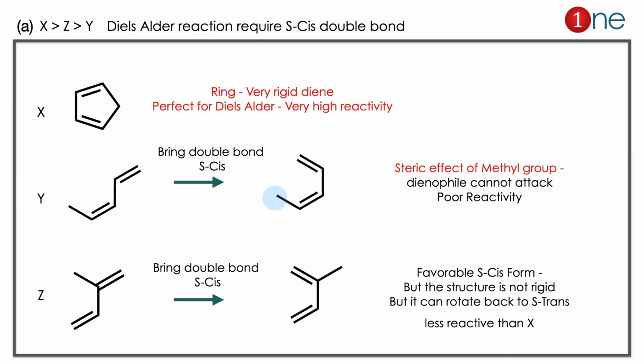Here the prime requirement is the S-cis form. As we have seen already, the rigid rings are better with S-cis. But if you convert Y into S-cis, you will have a steric effect there. So Y will be the least reactive one, X will be the best, and Z will come in the middle. So the answer is clearly A there.